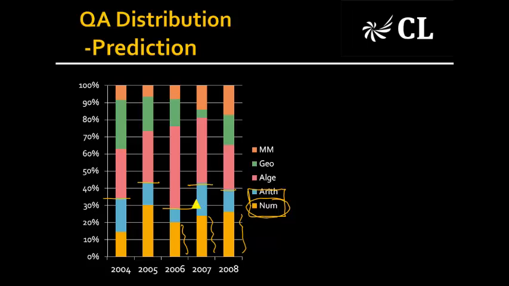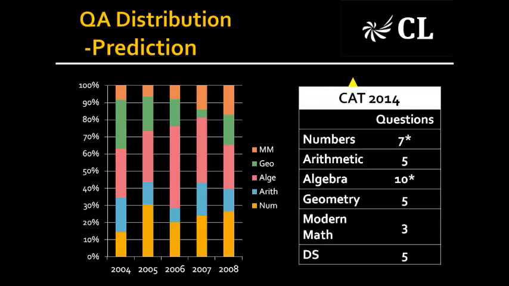Left to IMS, in all probability, you will expect this number of questions to increase from what we saw in 2013. Every year, you'll always find a few questions from modern math. So based on this, if you take the average, this is probably what you can expect in CAT 2014, where plus or minus 2, you would find about 7 questions from numbers, about 5 questions from arithmetic. Algebra would be about 10 questions. Geometry would be about 5 to 6 kind of a range. Modern maths would be about 2 to 3 questions. And you can expect about 5 questions from data sufficiency.